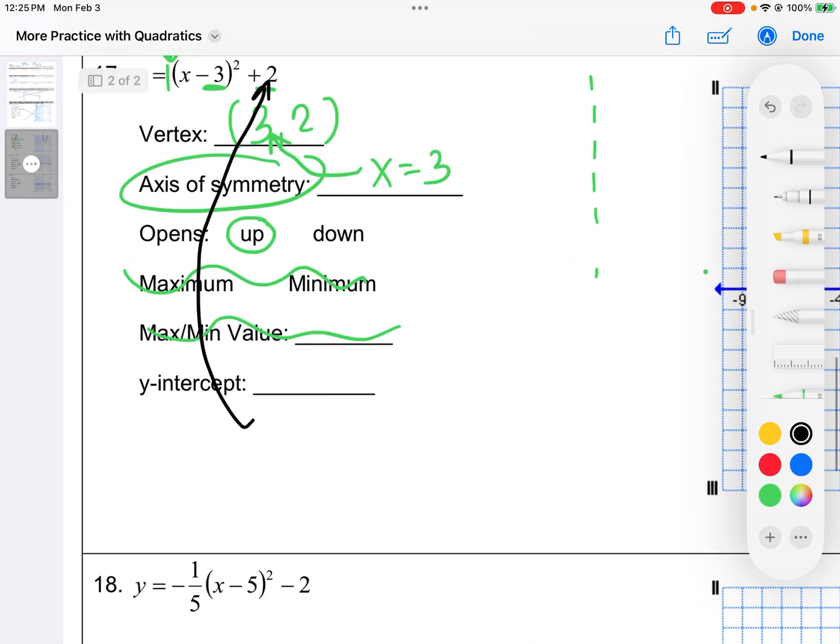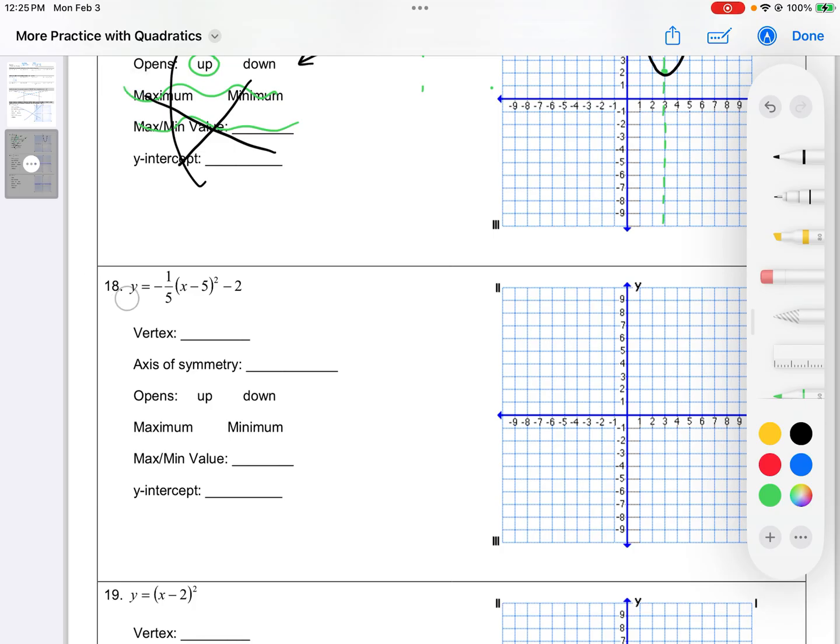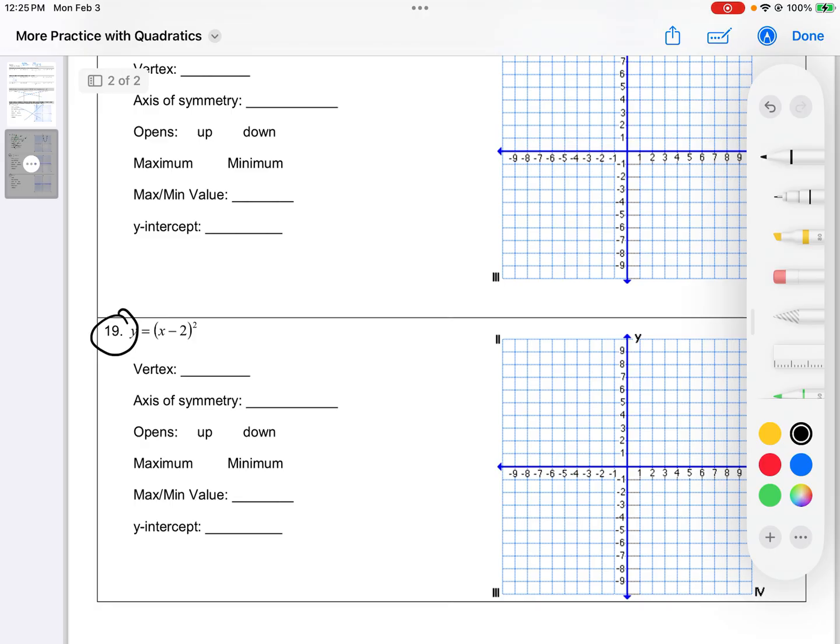Use whatever points you want, but what I'd like to see as you're doing this is that you have the vertex labeled, the axis of symmetry labeled, and whether it opens up or down. Then you can use the calculator to help you graph the rest. So if you'll do 17, if you will do 18, and if you will do 19 as well.